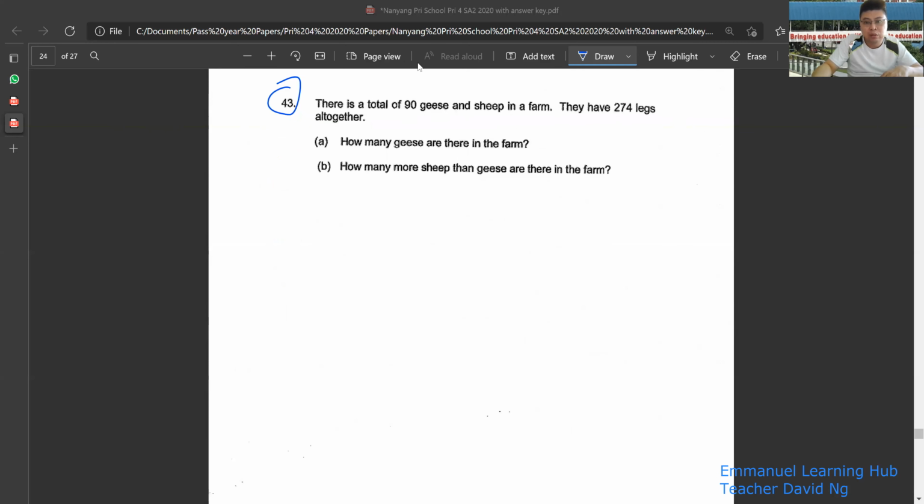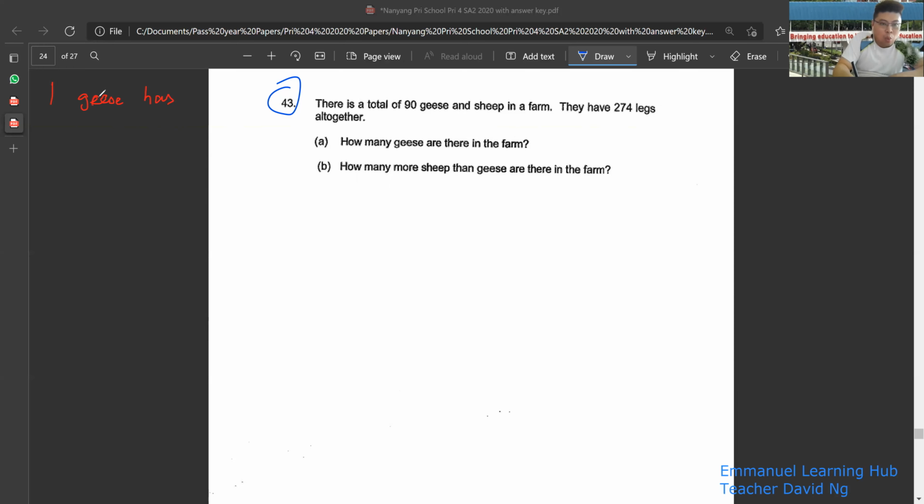Okay, last question. There's a total of 90 geese and sheep in a farm. They have 274 legs altogether. How many geese are there in a farm? Question now, how many legs does a geese have? How many legs does a geese have?